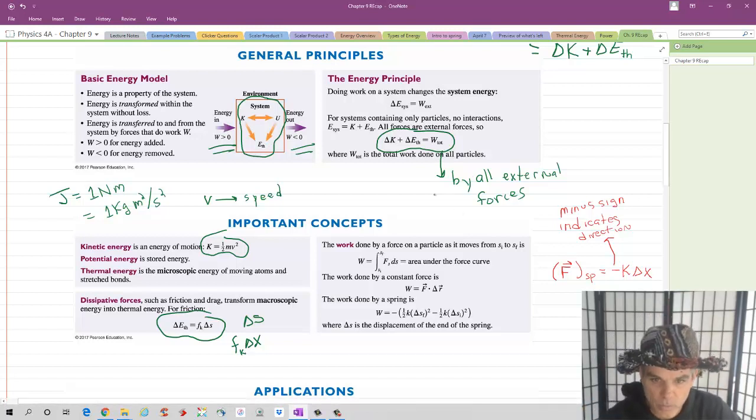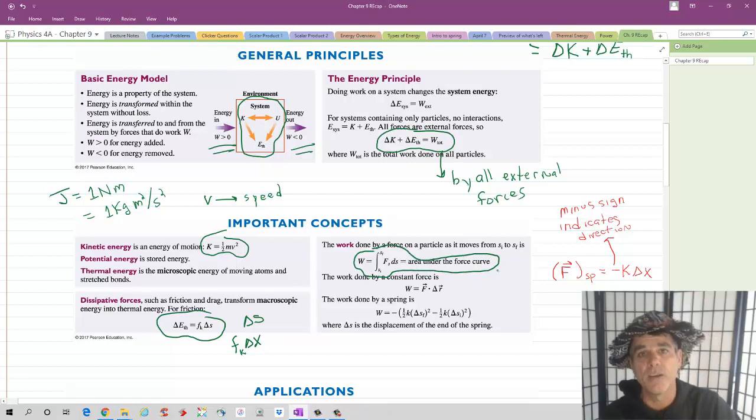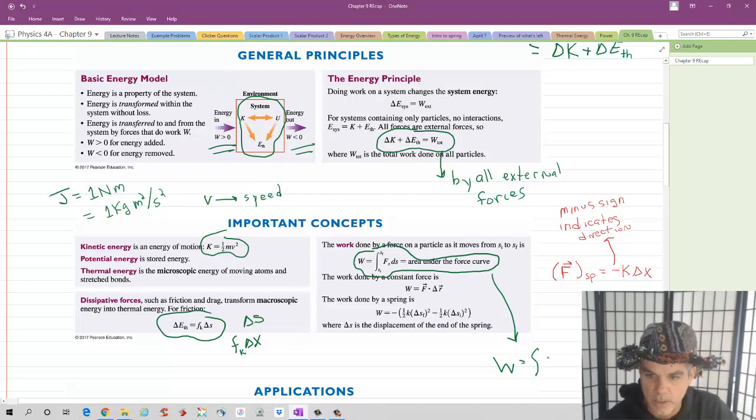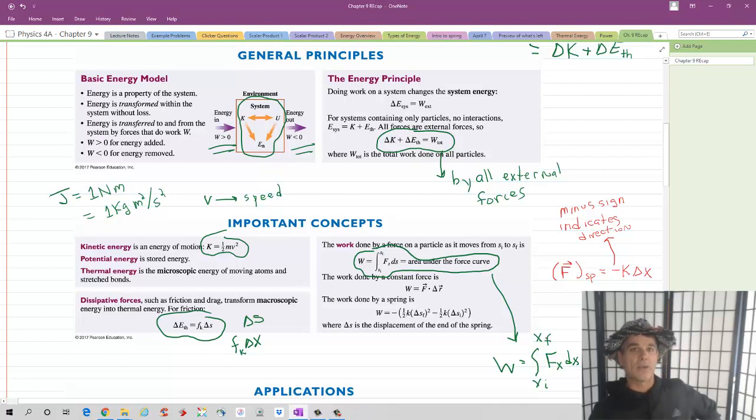Okay, and then the work done by any force can always be calculated as the integral of Fs ds. Or the way I've been doing it, work is equal to the area under the curve of Fx dx, which is the same thing as the integral from x initial to x final of Fx dx. That equation for work will always apply.